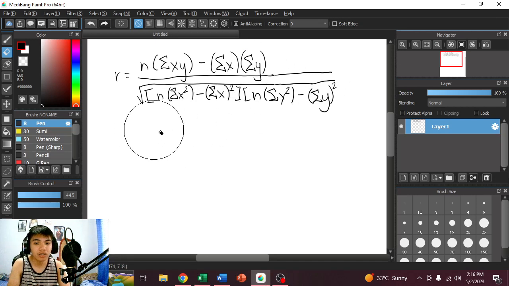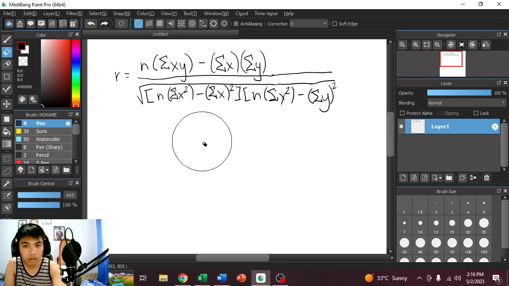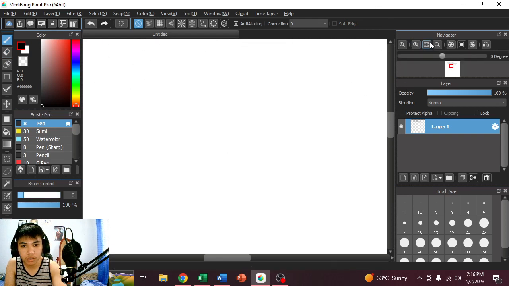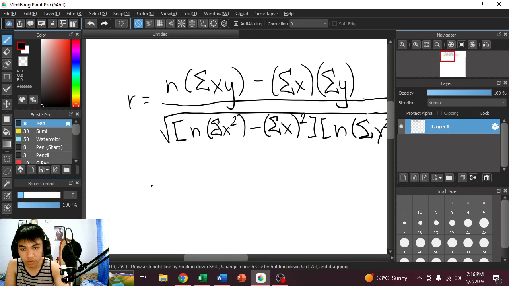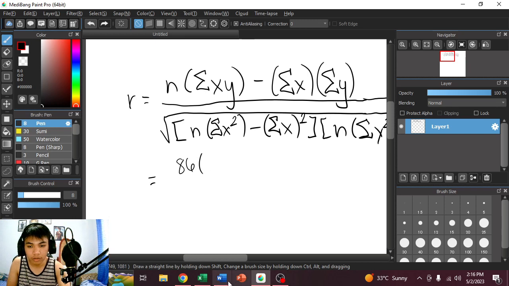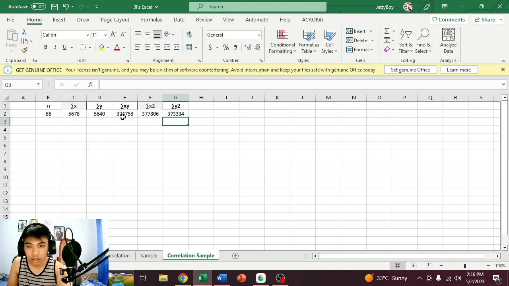So this is the formula for the Pearson correlation r. Okay, so let's zoom in a little bit. First off, we put the value of n, which is 86, multiplied by the summation of x times y, 374,758. I'll input it in the calculator as we go, so we don't waste time. Okay, let me just set it up.